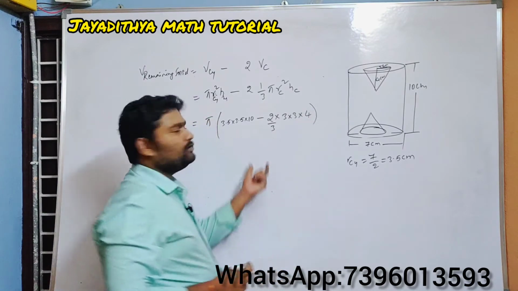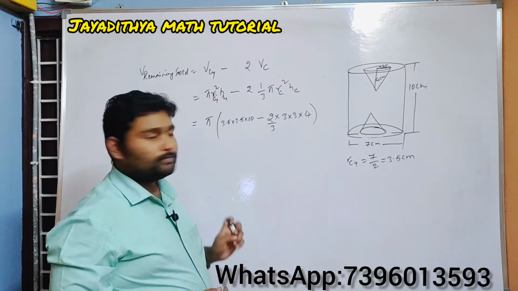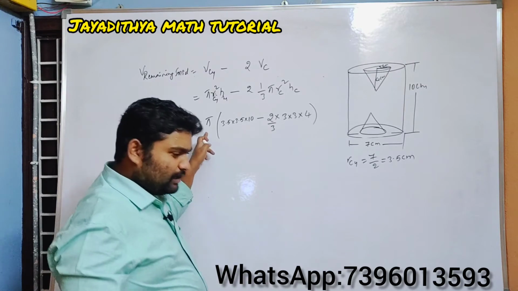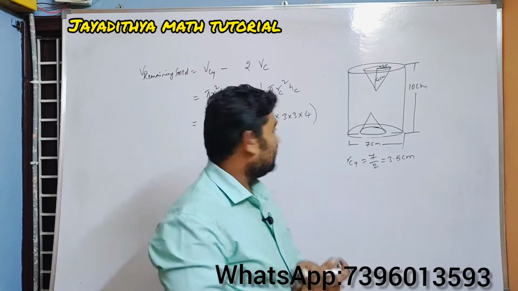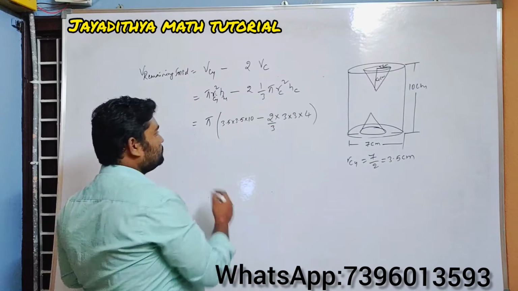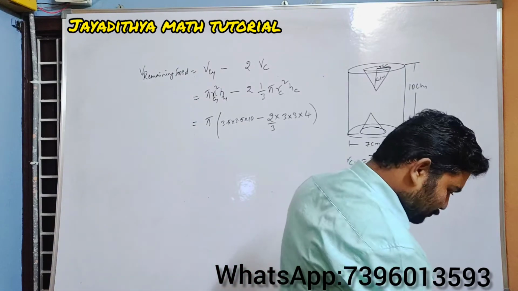So you simplify these values, then you'll get the answer. That's all. So what is the pi value you should take here? Pi value you should take as 22 by 7. I think you can simplify this one. Right, let us go to the next question.